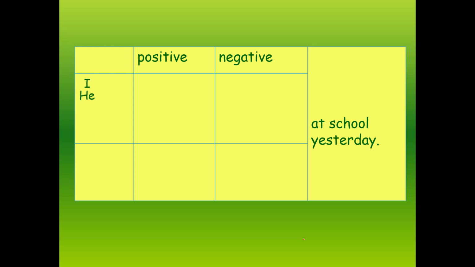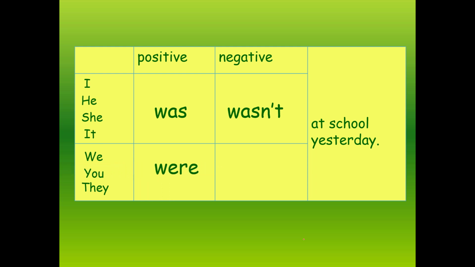Aquí tenemos la estructura que vamos a utilizar. Si se pueden fijar, we have the conjugation of the verb to be in simple past. Para I, he, she, and it, el verbo to be vendría siendo was. Para el plural, we, you, and they, el verbo to be vendría siendo were.